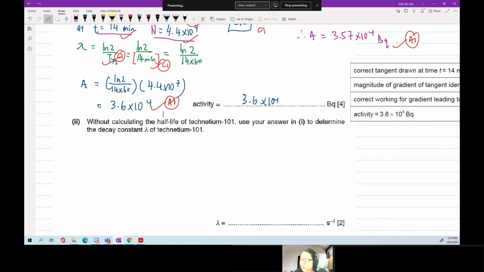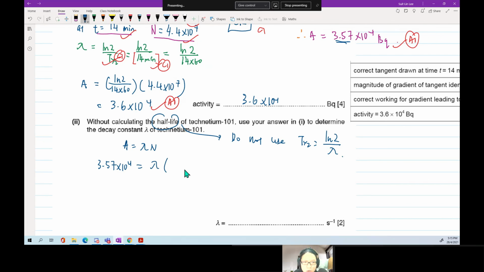Okay, so we're going to use A is lambda N. So that means do not use half-life is ln 2 over lambda, or lambda is ln 2 over half-life. Don't use this. So find lambda. My answer in 1 is 3.6 times 10 to the power of 4. Or if I use my graph, okay, I'm going to use the graph one, 3.57 times 10 to the power of 4.